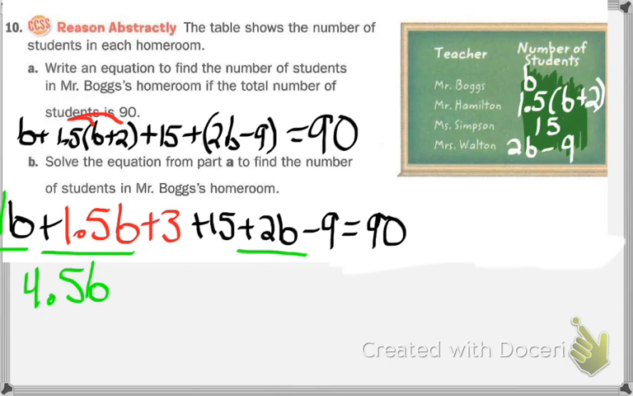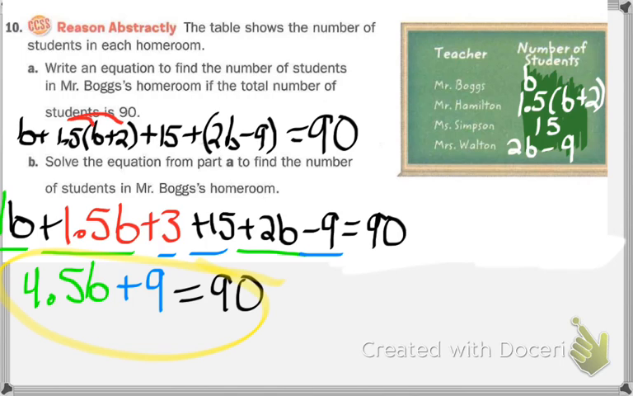Now, combine your like terms with your constant numbers. 3 plus 15 minus 9. Well, 3 plus 15 is 18. 18 minus 9 is 9, but we're still at positive 9, so that means plus 9 as we said positive. So 4.5B plus 9. All of that equals 90. Technically, if you had this, you could have written this as your equation for part A. It's up to you if you want to simplify it right away, or you didn't have to.